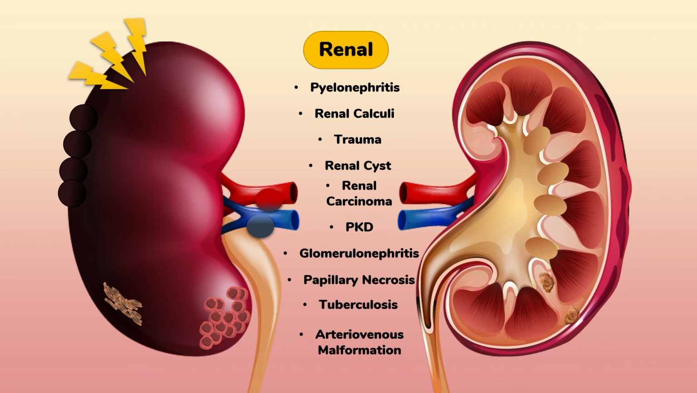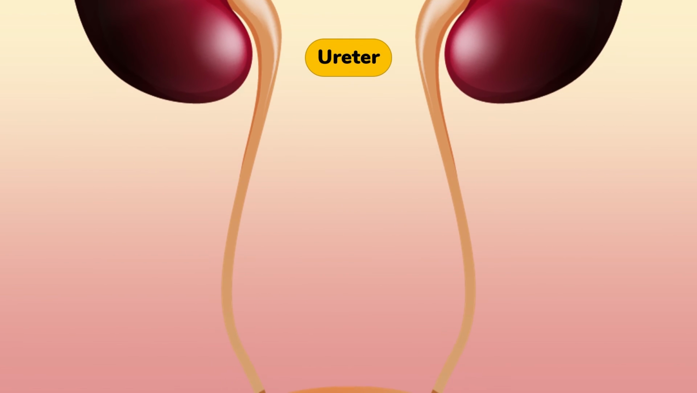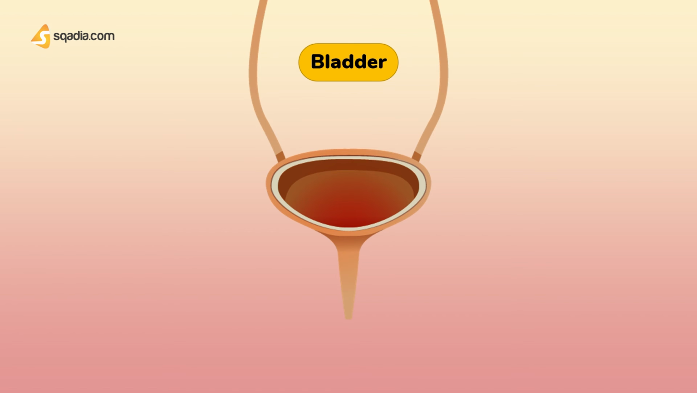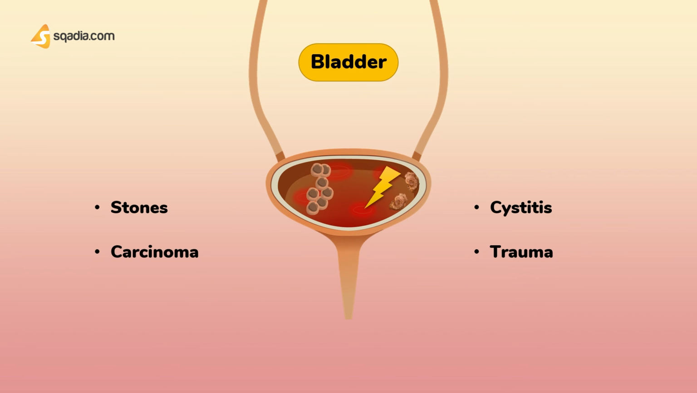So going towards ureter-related causes, those are stones in the ureter or carcinoma that resides in the ureter. And the bladder-related causes include cystitis, which is an inflammation of the bladder, usually caused by a bladder infection and is a common type of urinary tract infection. Next is trauma or injury to the bladder. Then we have stones in the bladder, and at last we have carcinoma of the bladder.